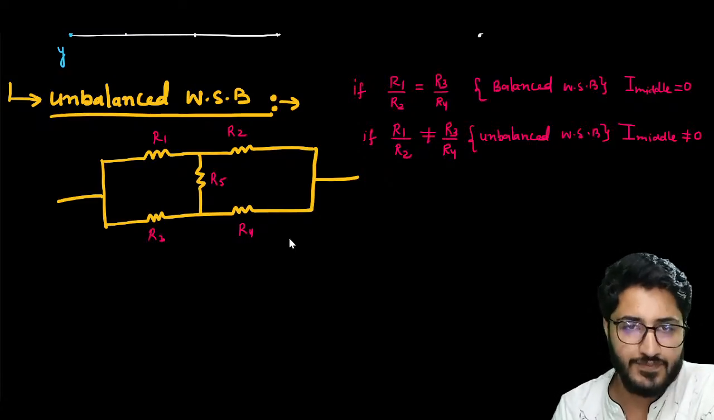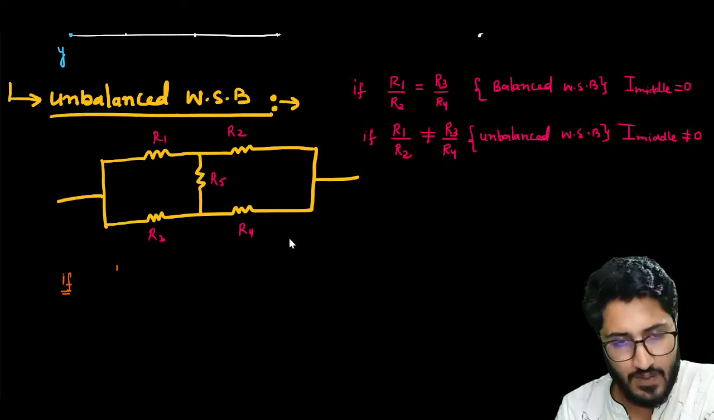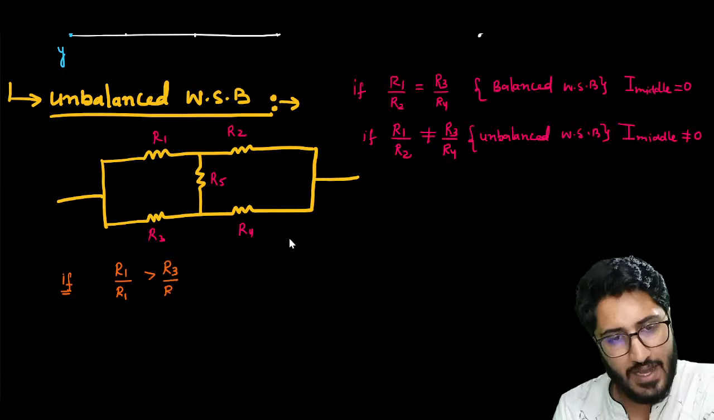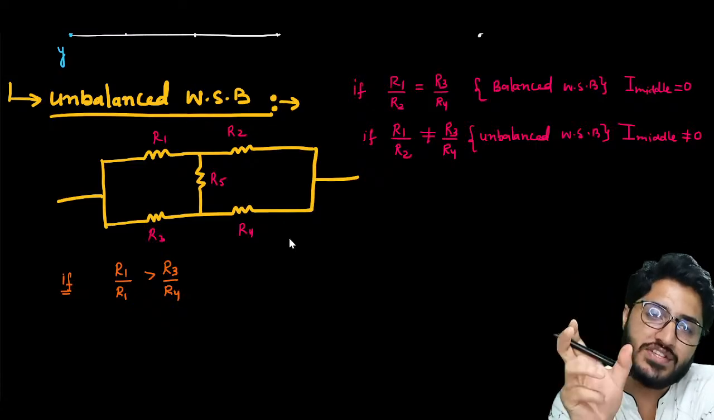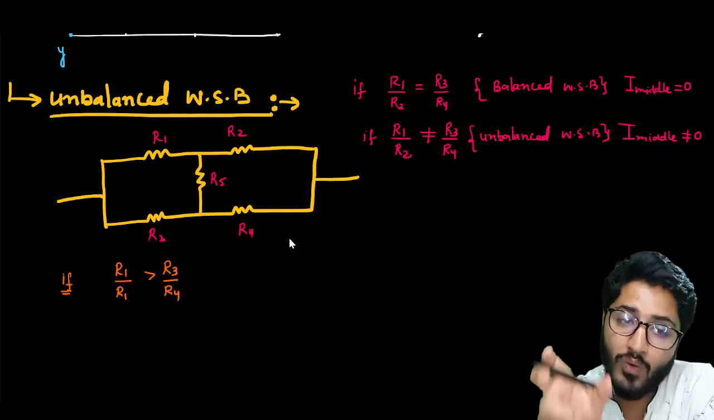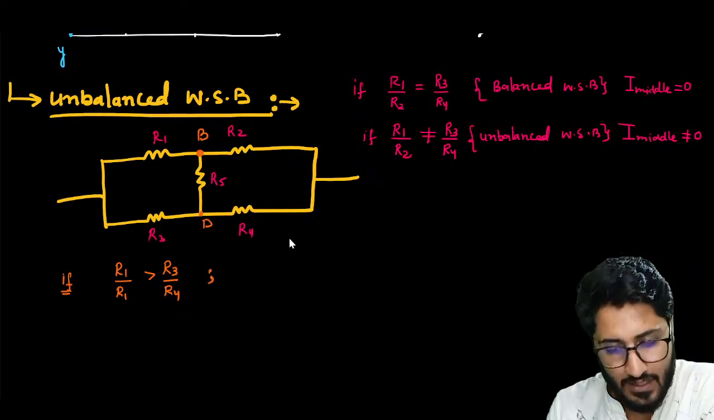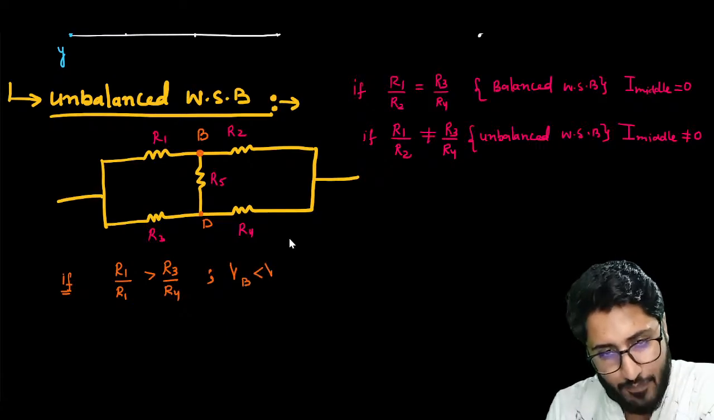Now, first case: if R1 by R2 is more than R3 by R4, that is, if the upper ratio of the resistors is more than the lower ratio of resistors, and if this point is B, suppose, and this point is D, then the potential at B will be less than the potential at D.